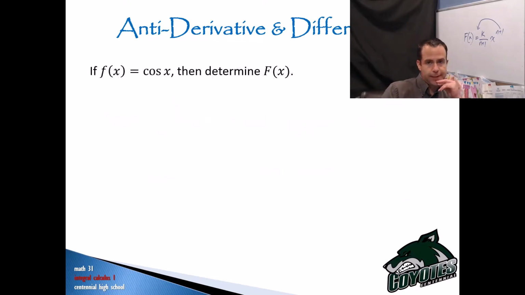Okay, so try this guy. The derivative is cos of x. What's the original? What's the antiderivative?